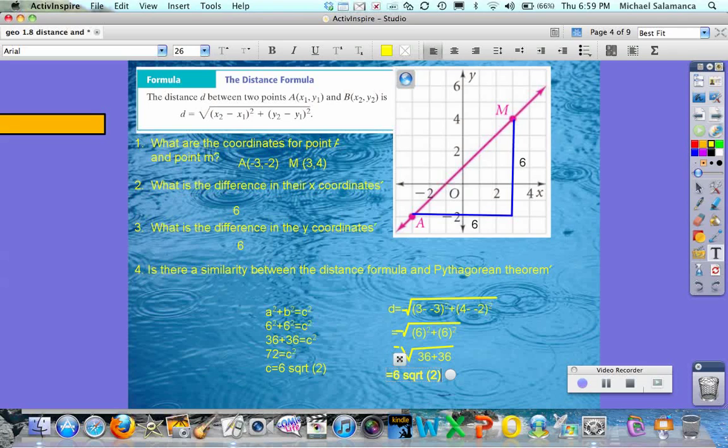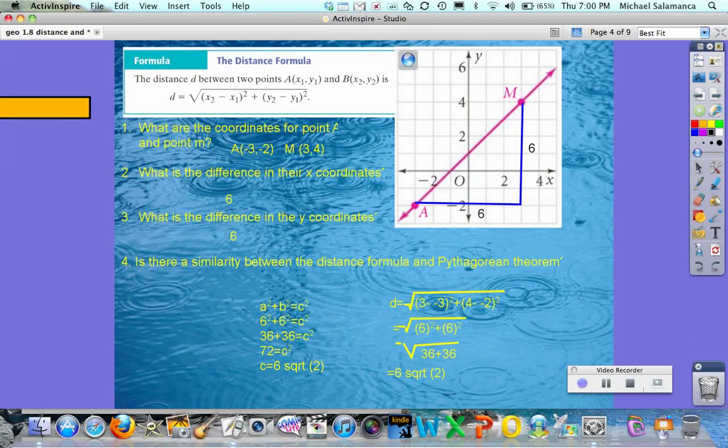So notice the answers are exactly the same. So you have a choice. You could use the traditional formula, which I gave you on the right, or you can relate it to the Pythagorean theorem like I did on the left.